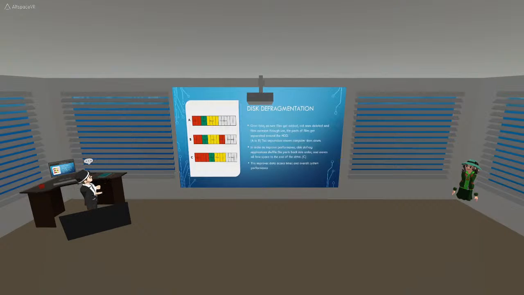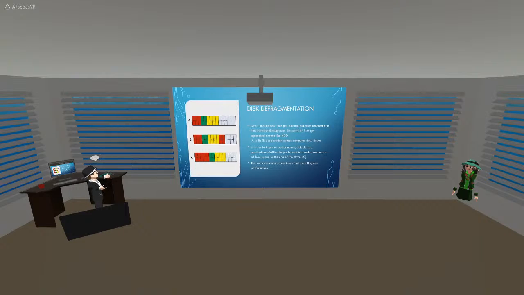So we're going back to defragmentation now. Over time, as new files get added, old ones get deleted, and files increase through use, parts of files get separated around the hard disk drive. So A is your standard hard disk drive. You've got your file A, file B, file C. The different files are different colors. So that's how you've got your hard drive.